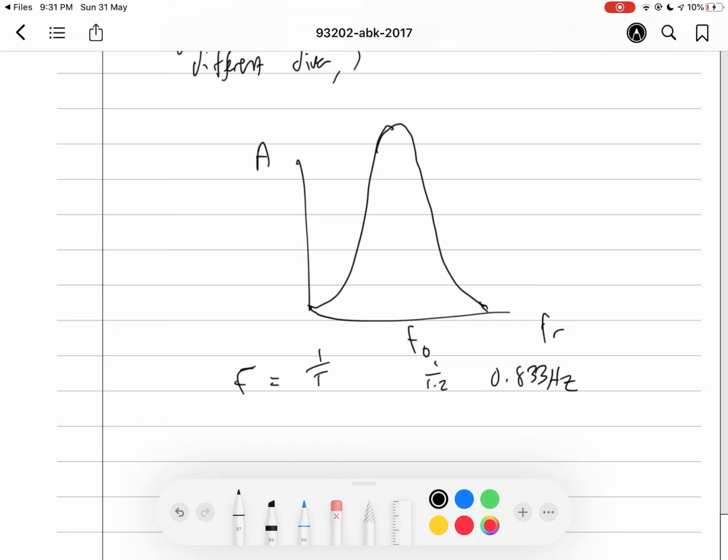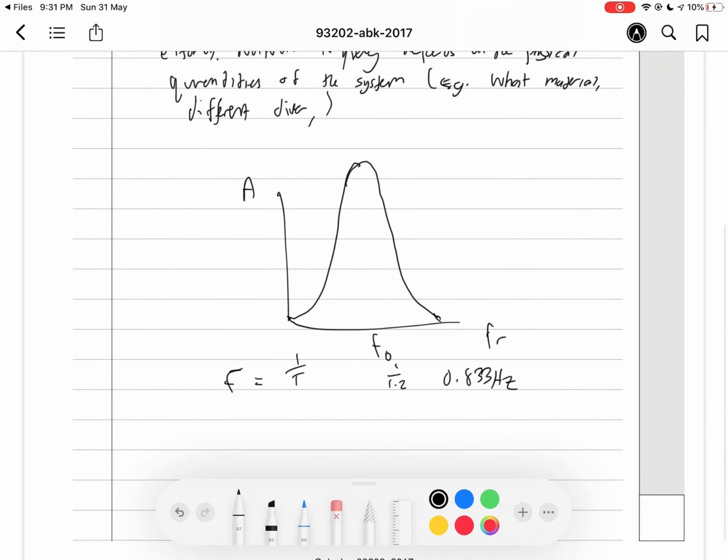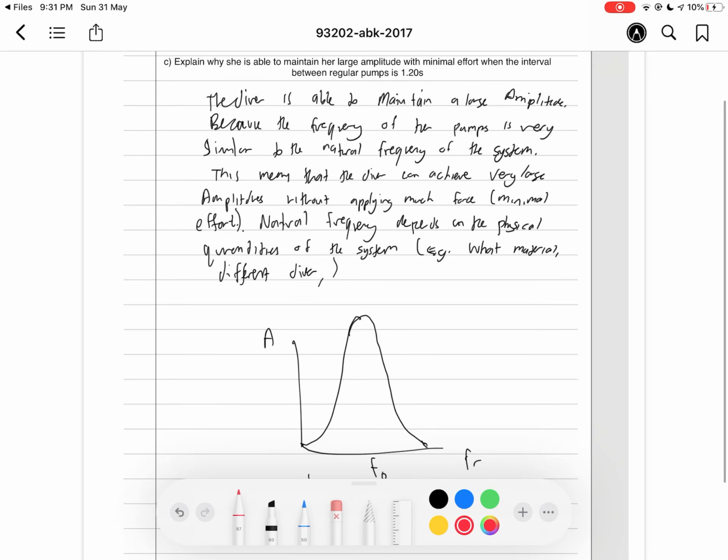So then you can say that the natural frequency of the system is very similar to 0.833 hertz, which means that the driving force from the diver is being applied at a similar frequency to the natural frequency, which causes the very large amplitude of oscillation. So just linking all of these points together should be sufficient. But perhaps just statements here should be enough to get you a merit.